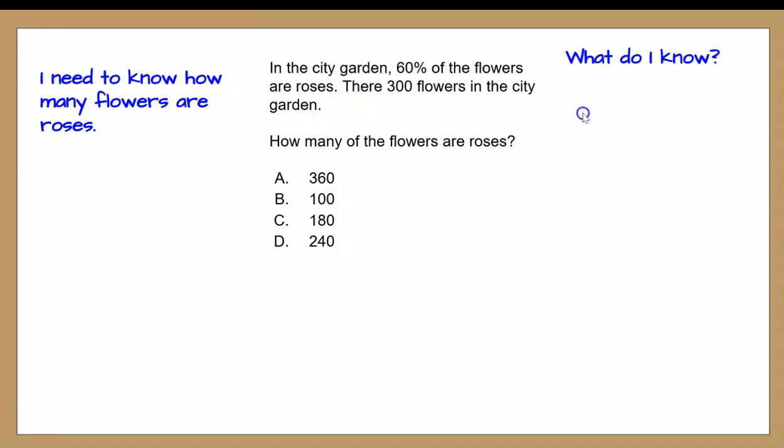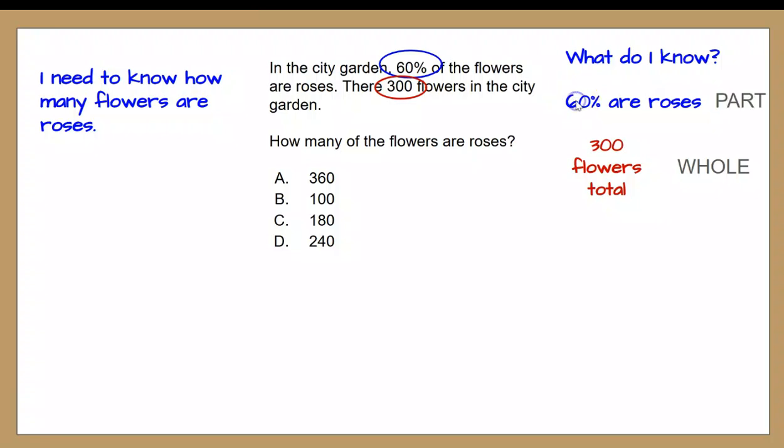What do I know? I know that the total garden flowers is 300, which is our whole, and the part of our percent that we need is going to be 60%. So the part of our percent is 60 that we're looking for to find the number of roses. So when we think about that, here's 60% of my garden shown, and I need to find all of this. So 40% of our garden isn't roses.